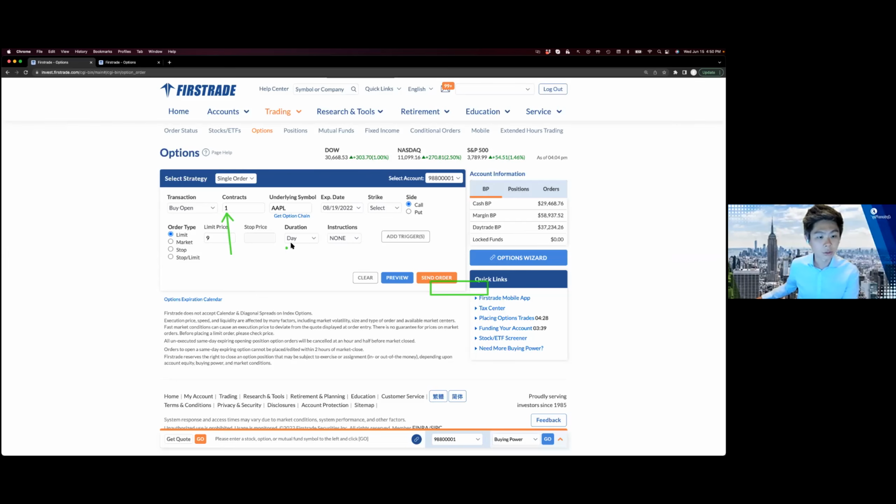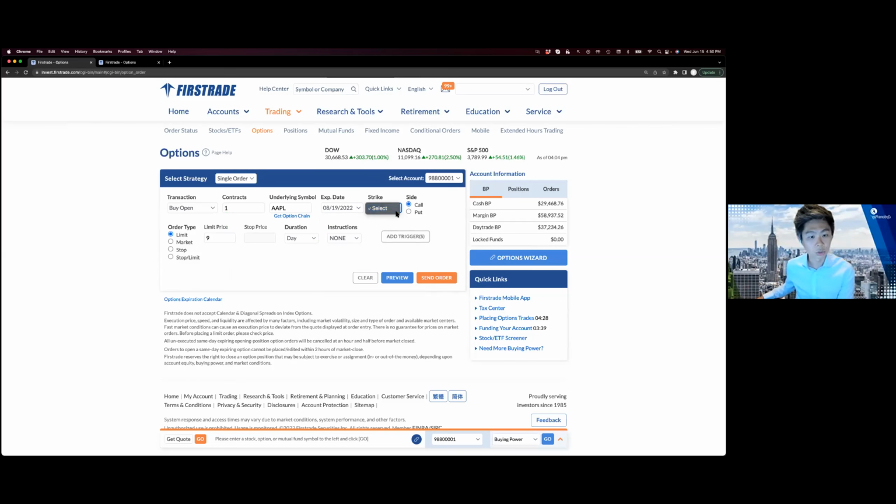So I'll have a single contract of the August. I'm not sure why the strike price is not showing up right here, but that will pre-fill the order ticket for you so that you can send this off for execution.